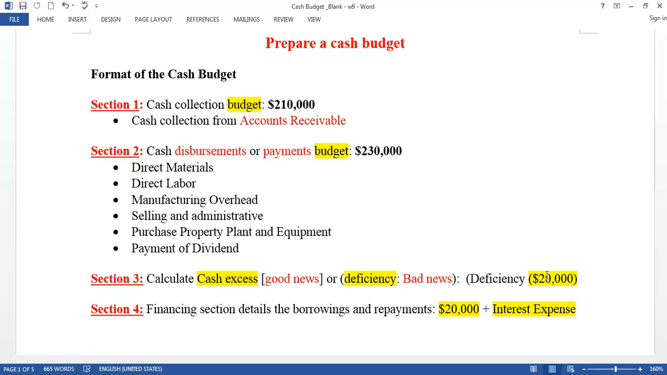If we have a deficiency, we have the option to borrow this money from some bank or any other people or any other financial institutions. And whenever in future we have available cash, we can repay this loan. And when we repay this loan, we have to pay additional interest expense, right?